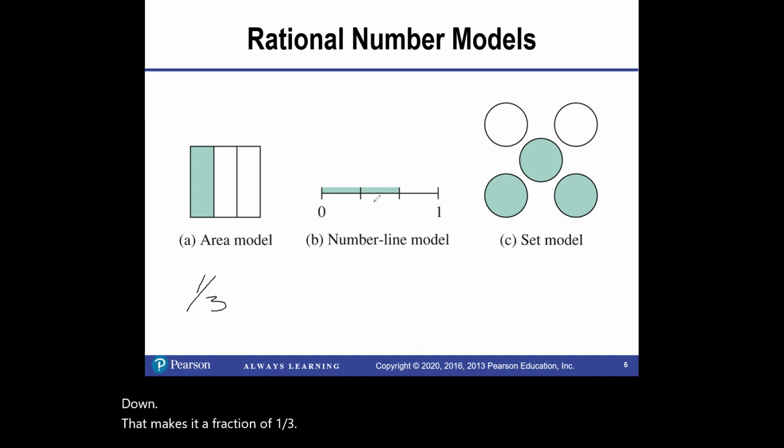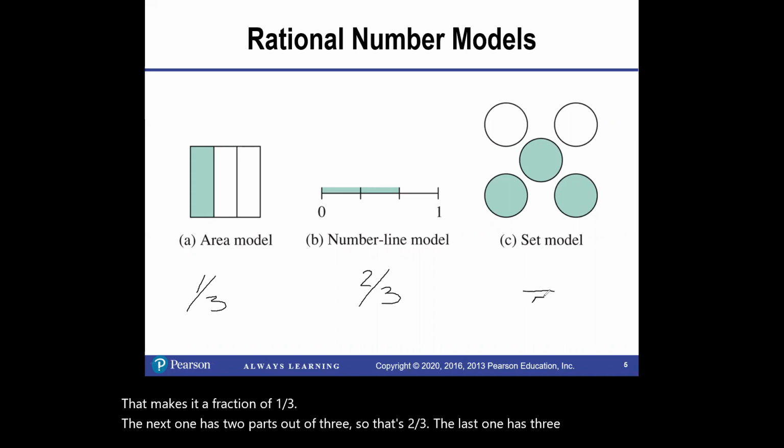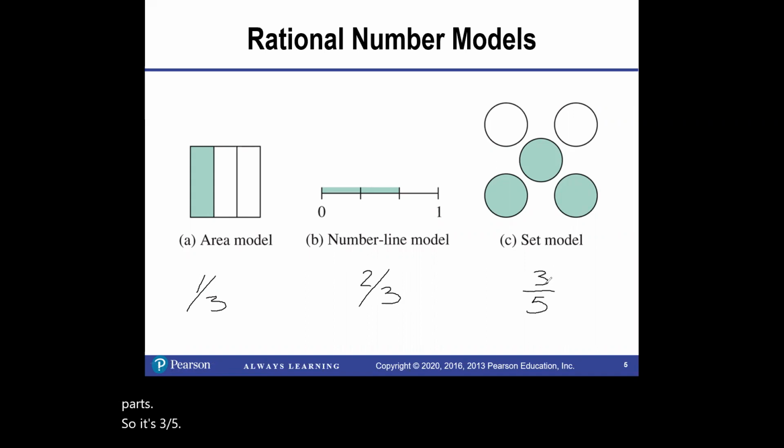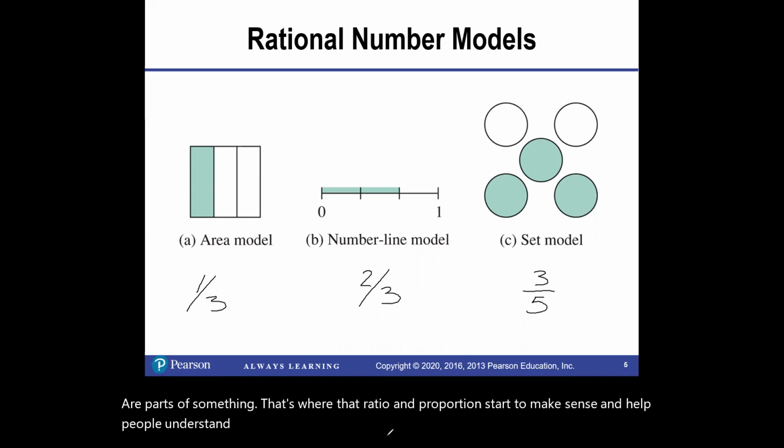The next one has 2 parts out of 3, so that's 2/3. The last one has 3 out of 5 total parts, so it's 3/5. So fractions are parts of something. That's where that ratio and proportion start to make sense and help people understand some stuff super well.